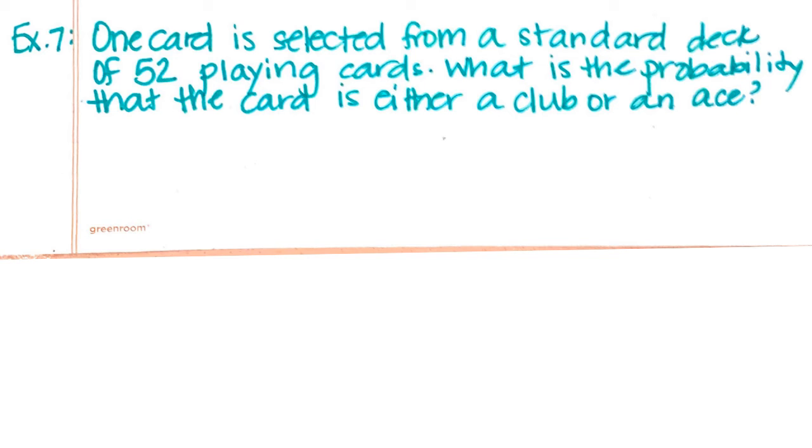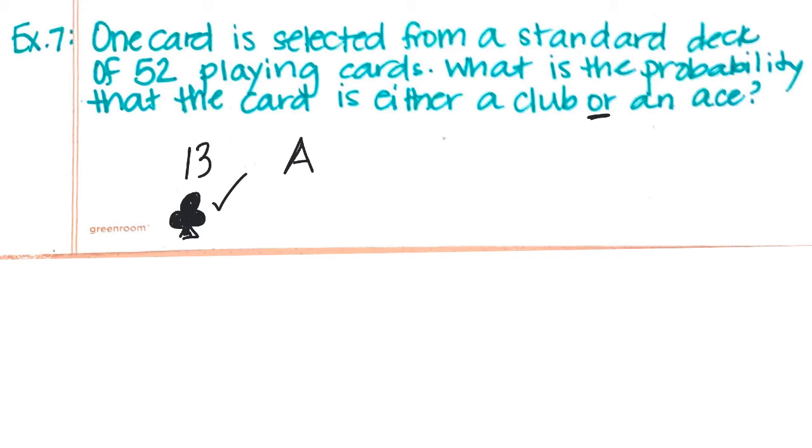All right, let's go back to cards. Cards, cards, cards. One card is selected from a standard deck of 52 playing cards. What is the probability that the card is either a club or an ace? So remember, there's 13 cards in each suit. In the clubs, there are going to be ace through king in the clubs, okay? But they also say or an ace.